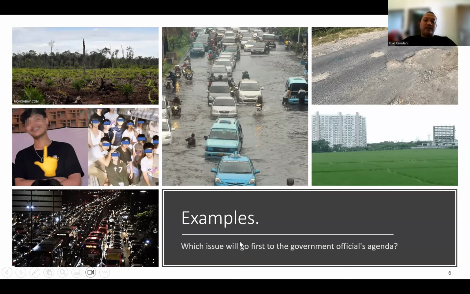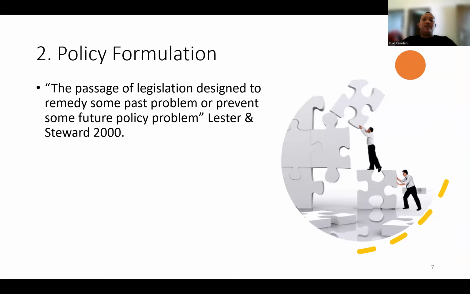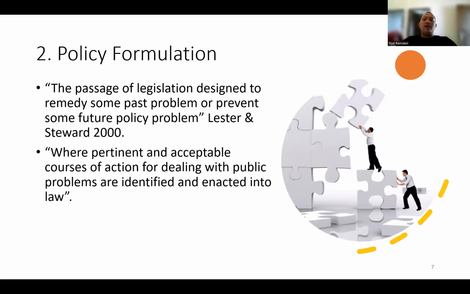So this is the question of agenda setting. And the second stage of the policy cycle is policy formulation. Policy formulation is the passage of legislation designed to remedy some past problem or prevent some future problem. So after we work with agenda setting as the first stage of the policy cycle, we need to work with policy formulation.